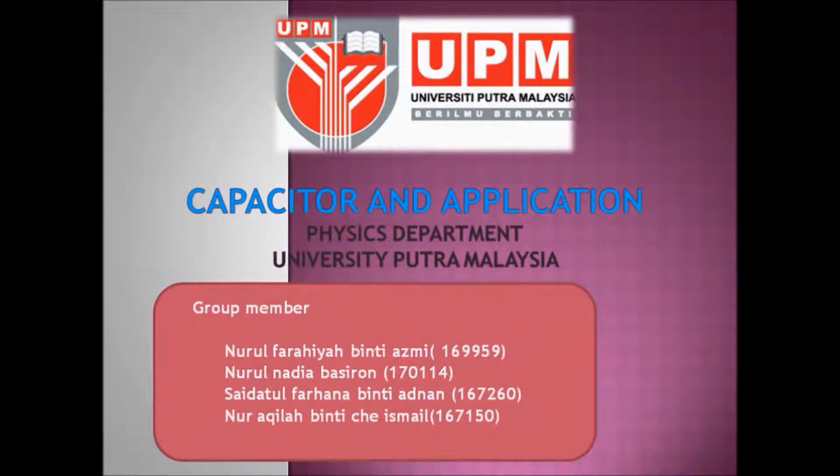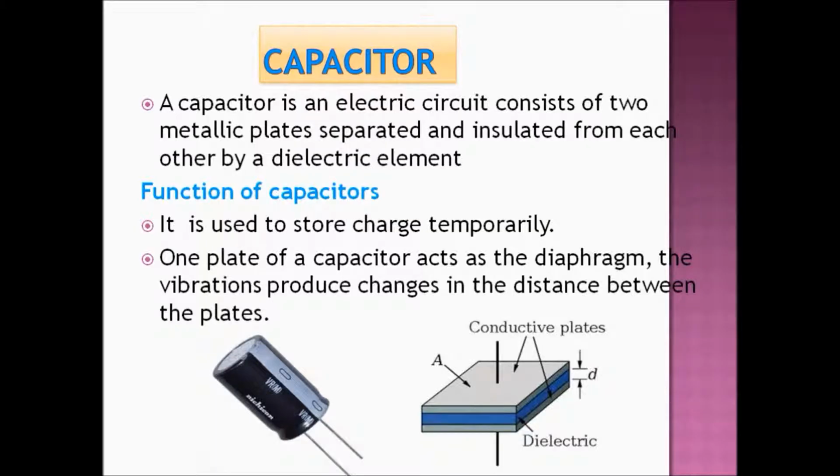Capacitor and application. Capacitor. A capacitor is an electric circuit component that consists of two metallic plates separated and insulated from each other by a dielectric element. Function of capacitors: it is used to store charge temporarily. One plate of a capacitor acts as the diaphragm. The vibrations produce changes in the distance between the plates.